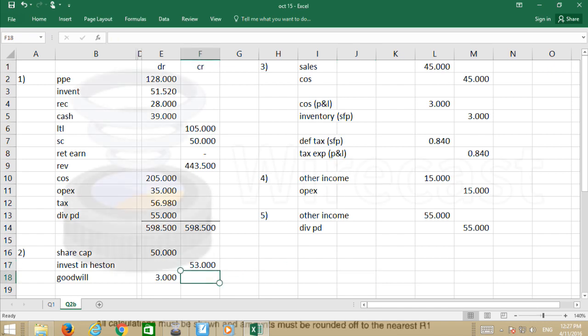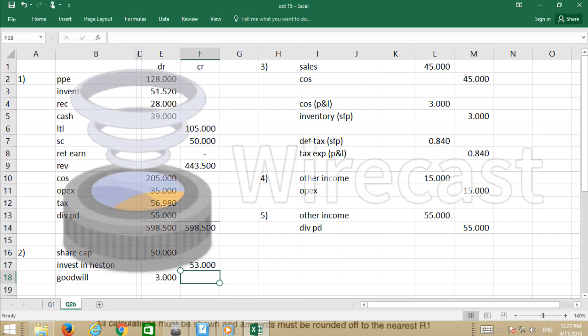The investment was still at cost. I did check that. If the investment had been fair valued, you would have had to reverse the fair value adjustment. So the investment was still at cost, so that reversed, and then goodwill of 3 is what we land up with.